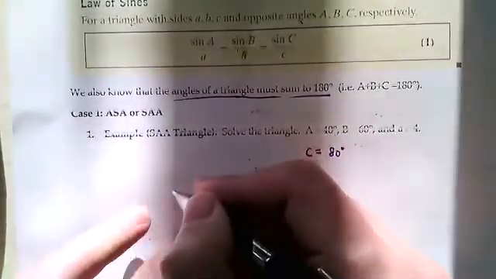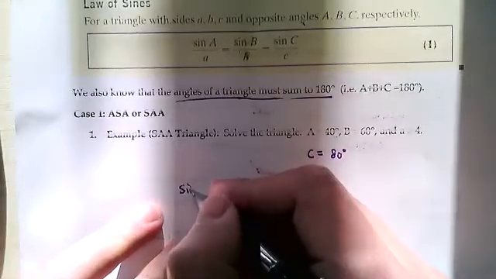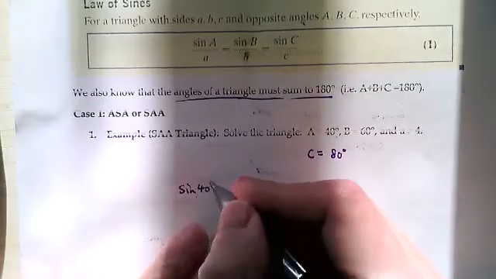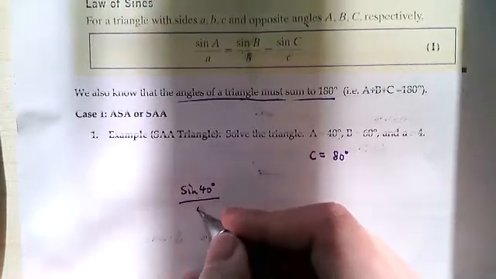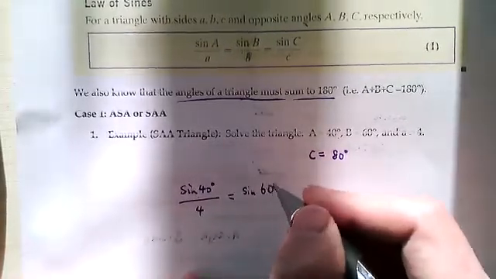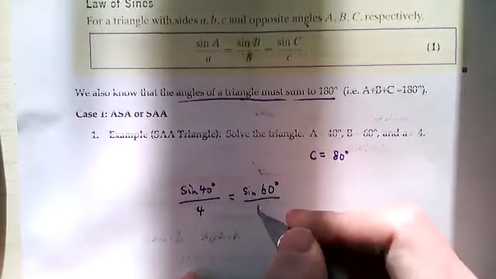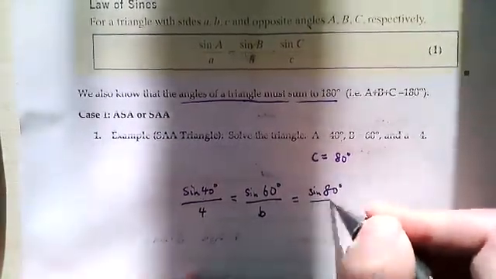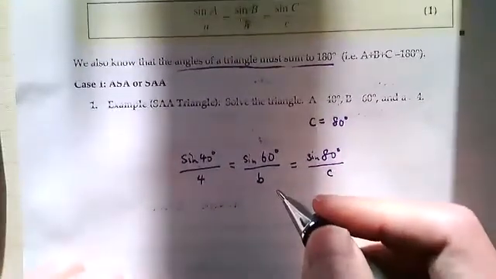So plug into the law of sines. Sine 40 over 4 equals sine 60 over b, equals sine 80 over c. That's it.